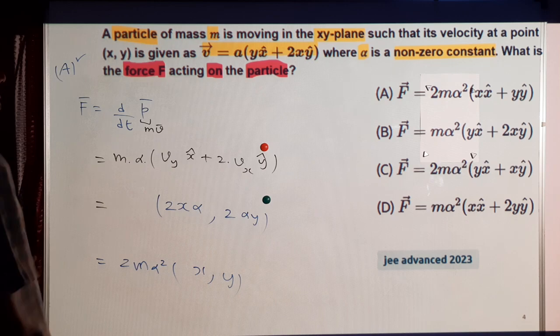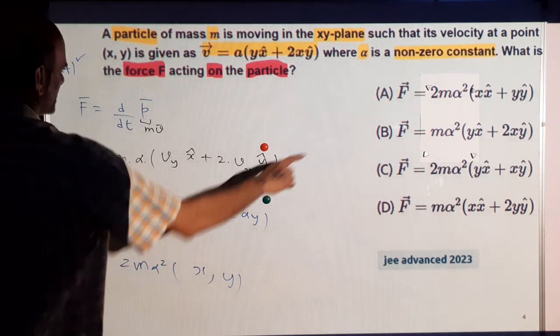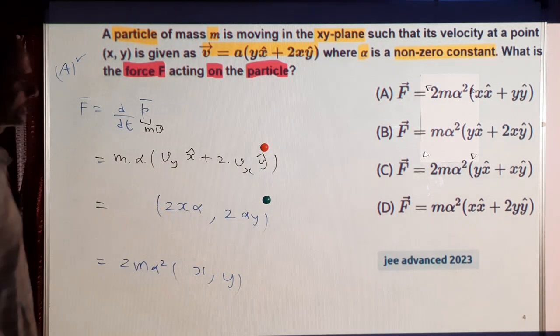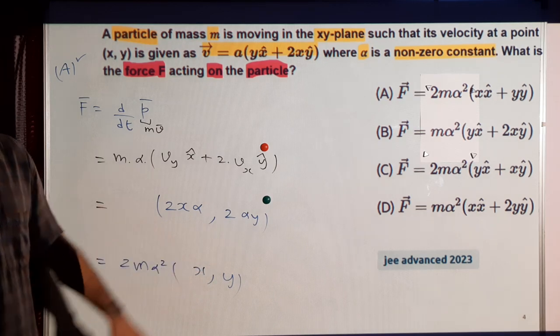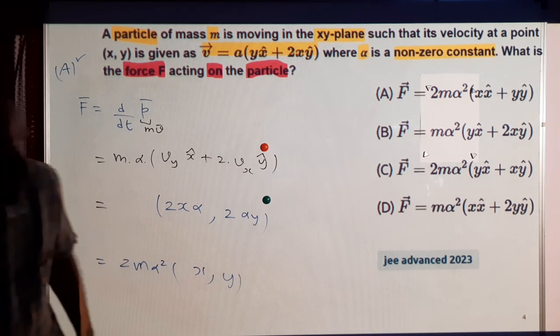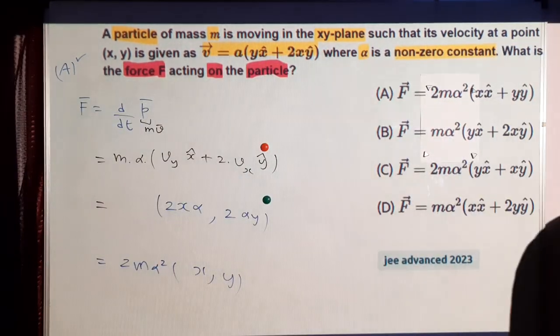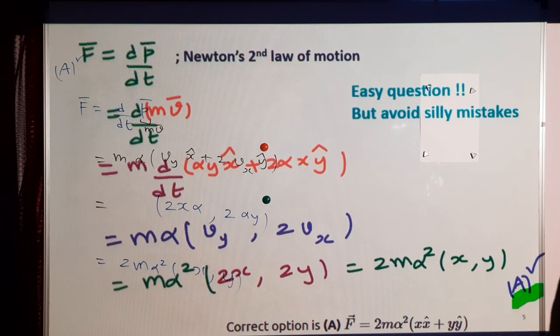The vector can be written like this. Instead of writing x cap, y cap and z cap, we can write it as coordinates. So this is the x component, this is the y cap component. E is the correct answer.